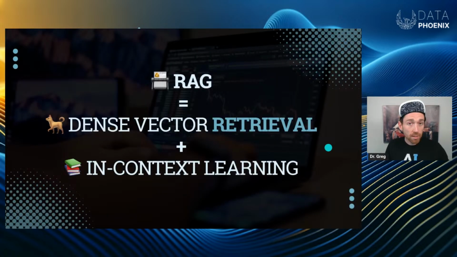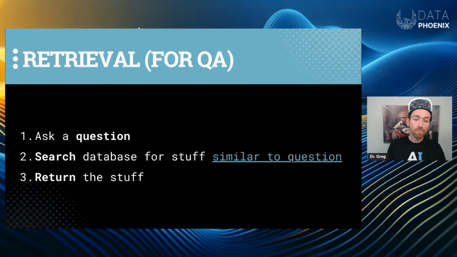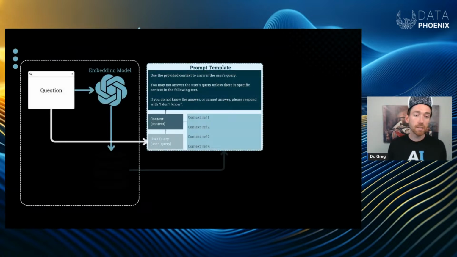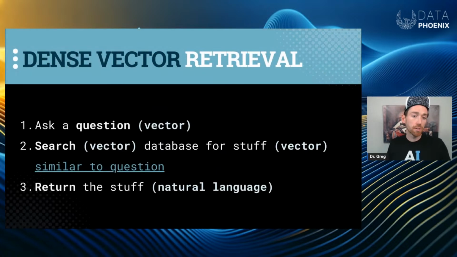When we talk about retrieval, what we're talking about is asking a question, searching the database for stuff that's similar, and then returning the stuff. It's this process that we saw. And when we think about the vector representation here, we're using vector format on our question to search for vectors, generally using cosine similarity within our vector database. And then we will return the stuff in natural language.